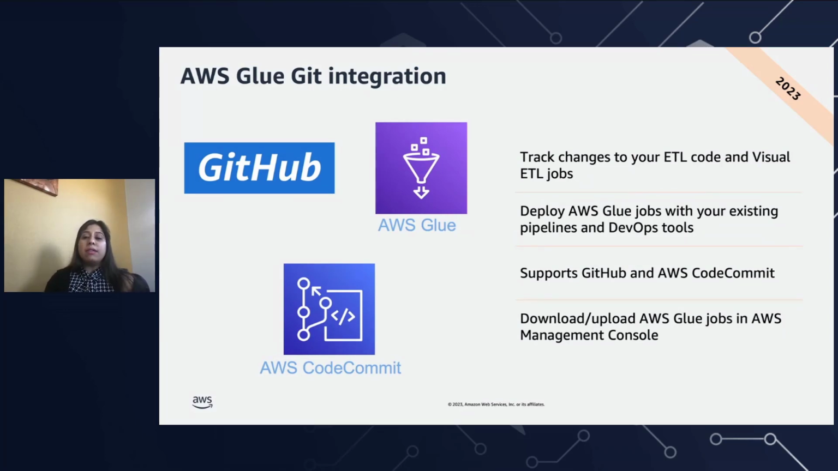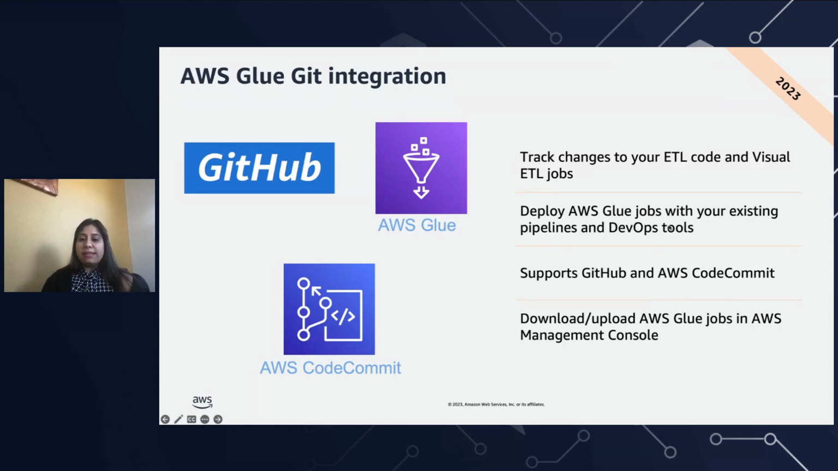So if you want to change the workers, or change the max retries or something, you can track those changes in GitHub as well. That's the magic of using Glue Git integration. It will create a JSON file for you at the back end, and you can see what configuration you have created for your AWS Glue and what script you are running for your AWS Glue.